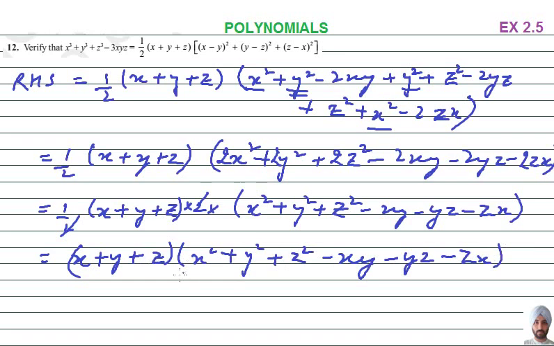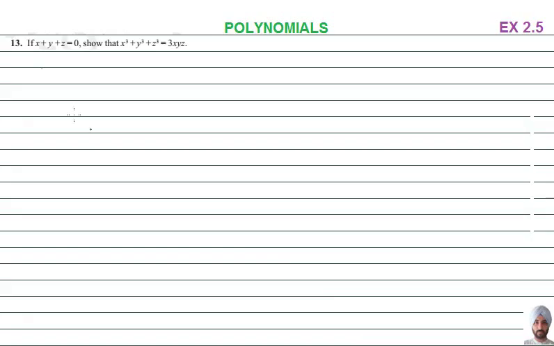You can easily observe that this is nothing but what we had done earlier. This is the RHS of this identity. We did it just now, the same thing has come, and this is our LHS. So LHS is equal to RHS. Okay, let's move on to the next question.